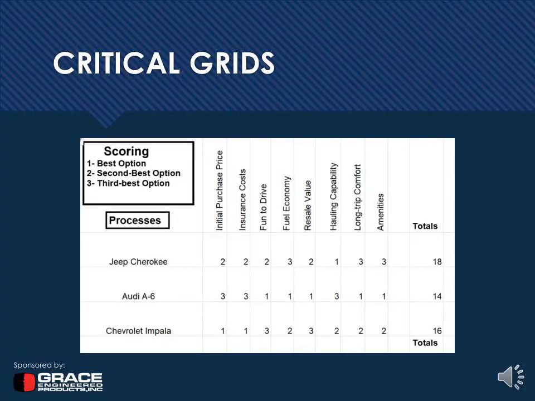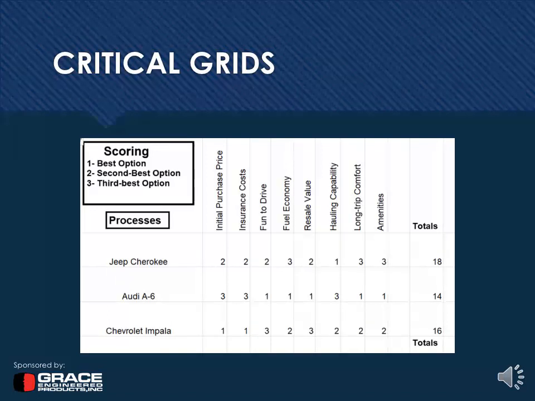Here we have an example of a critical grid. And in this example, just to make it simple for anyone to look at, we're going to compare if we were going to buy 3 different vehicles and the evaluation criteria we would use to assess how those vehicles stack up against each other. So for example, in this case, on the y-axis, we'll list the types of vehicles we're thinking of buying. And on the x-axis, we'll list the evaluation criteria. So for example, the initial purchase price, the insurance costs, how fun it is to drive, fuel economy, and so on would all be listed on the x-axis.